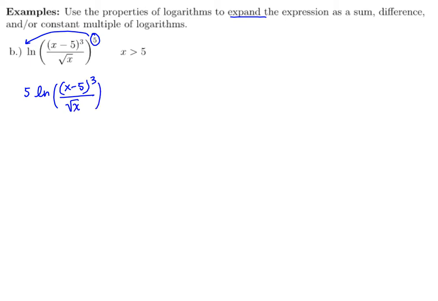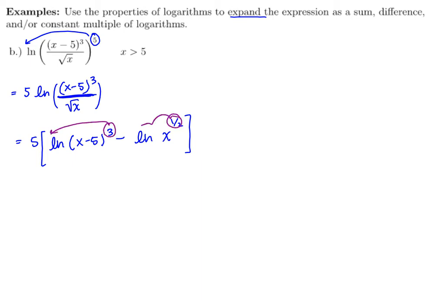So the next biggest layer is this division. So let's open it up over the division, or over the quotient. That's 5 times the natural log, divide becomes subtract, x minus 5 cubed minus the natural log of x. The square root of x is x to the 1/2. And now that we've opened up that division, the next natural layer is to bring down these exponents, which can get unpacked, the powers can. So that's 5 times 3 natural logs of x minus 5 minus 1/2 natural log of x.